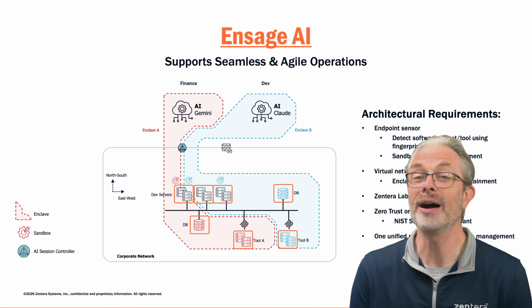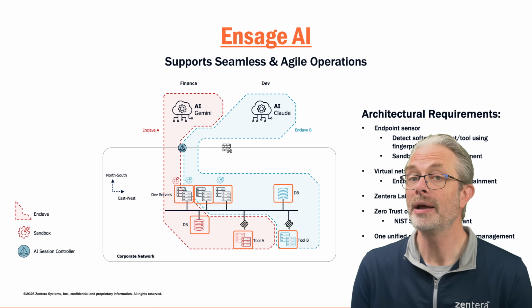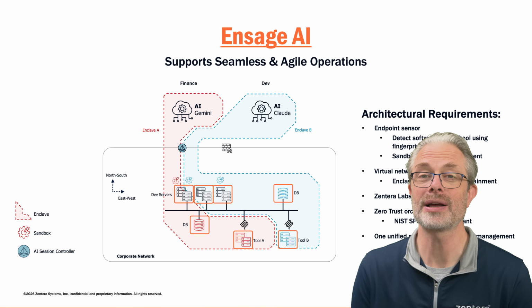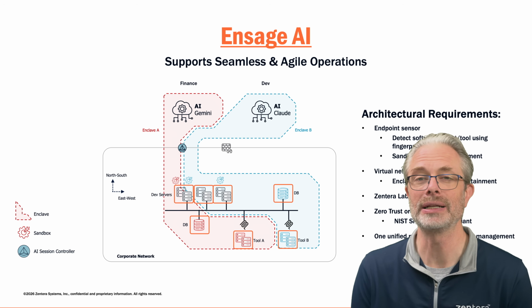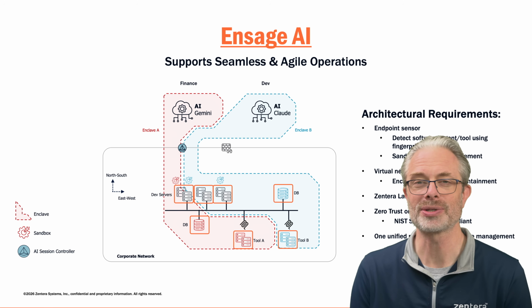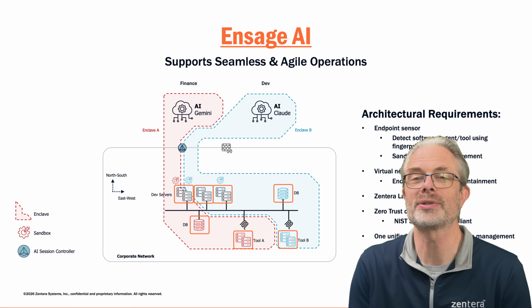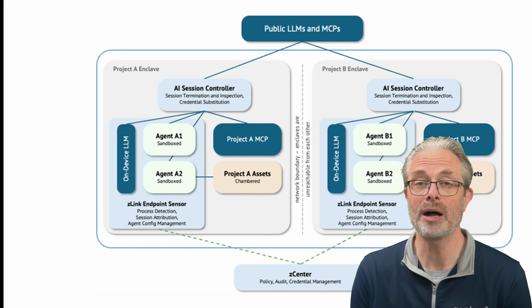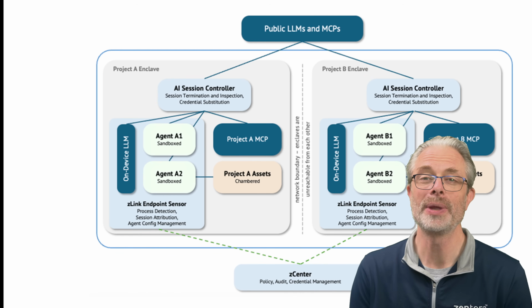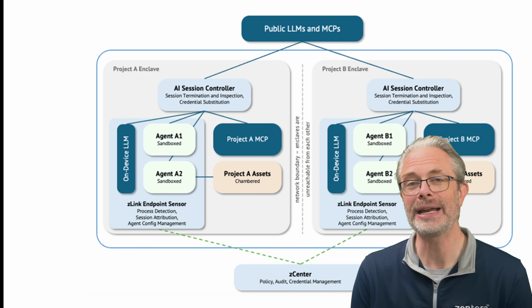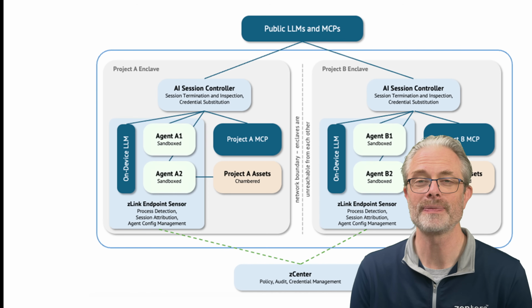So, how does this build into project-aware boundaries? For this, Zentera has introduced the concept of an enclave. An enclave is a virtual space that is meant to contain all the assets of a project. The servers, the end-user machines, the MCP servers, the LLMs, agents, and data sources, whether cloud-based or internal or some of both. The critical thing is that the combination of a Z-Link enforcement on the host and an AI session controller ensures the data flows within and external to the project are enforced.